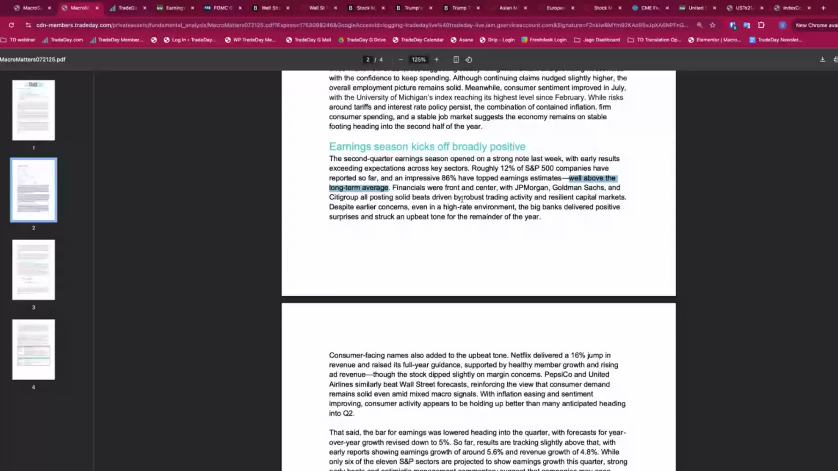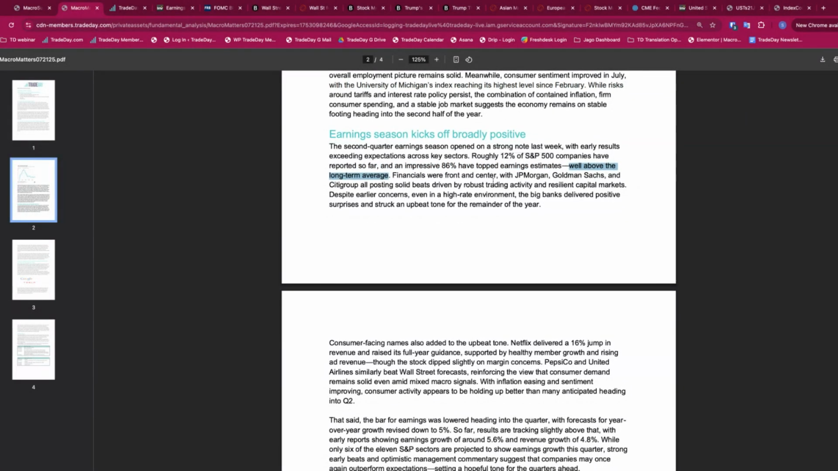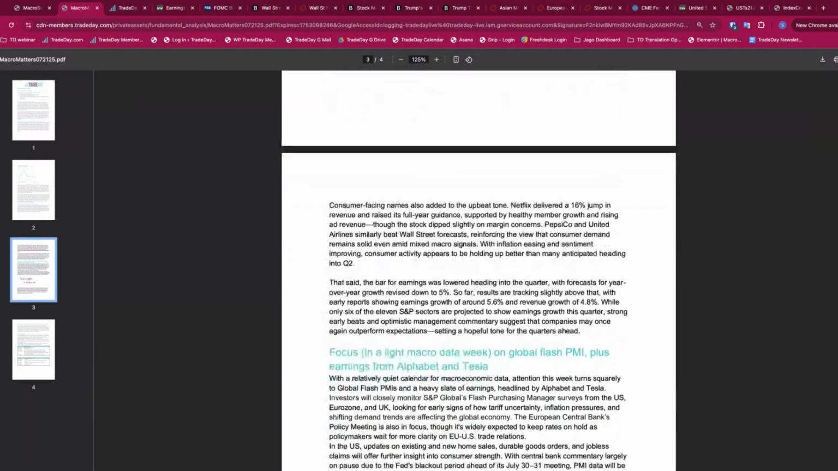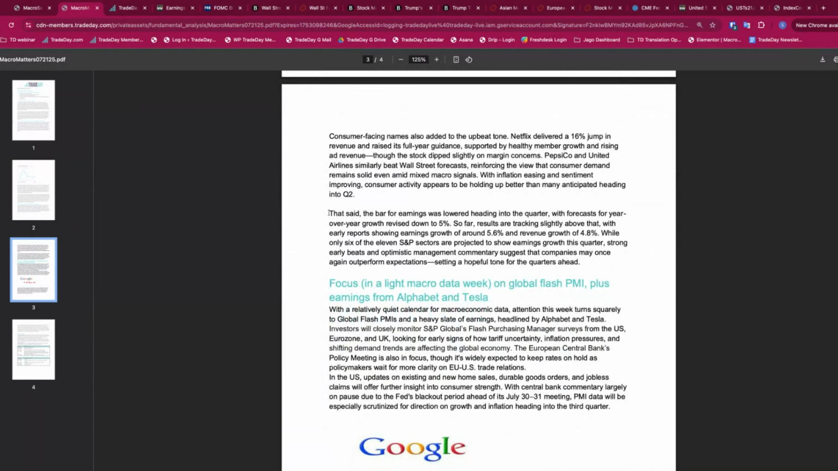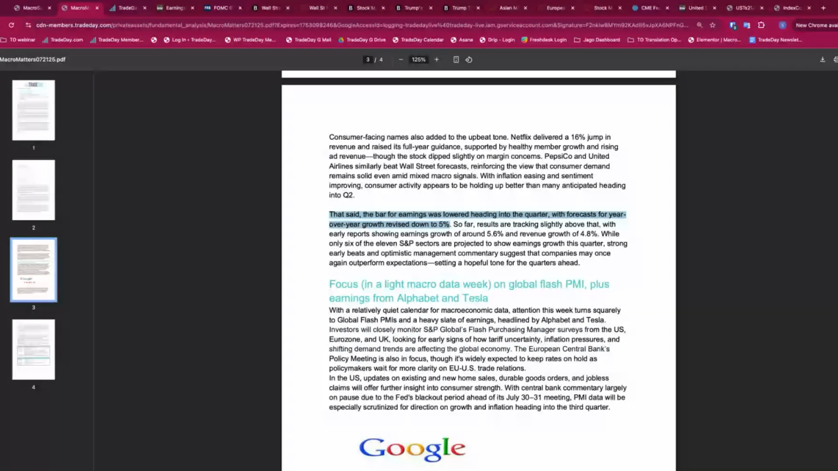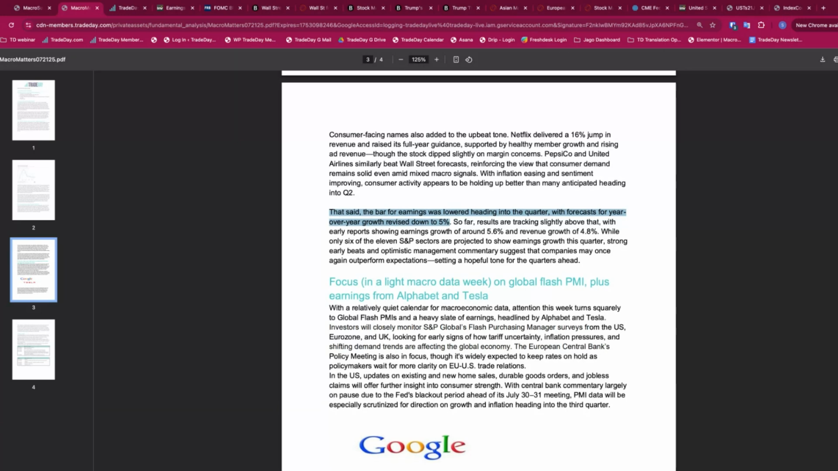It should be noted, though, that expectations for earnings have been ratcheted down. The bar was lowered heading into the quarter, with forecasts for year-over-year growth revised down to 5% generally. That's because of concerns around a potentially slowing US economy due to the impact of tariffs. So the expectations have been ratcheted down, but so far we're beating those earnings, and they stay in focus going into this week.